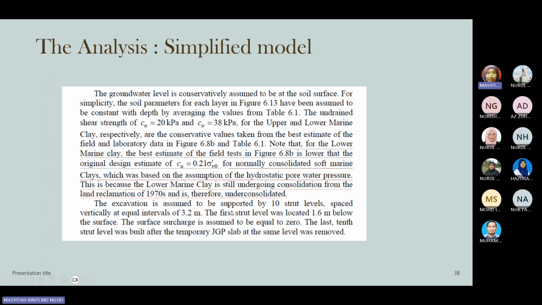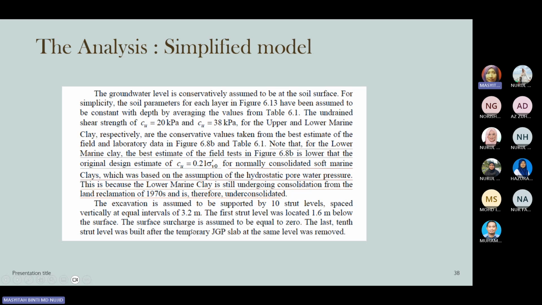So the excavation is assumed to be supported by 10 strut levels spaced vertically at equal intervals of 3.2 meter. The first strut level was located 1.6 meter below the surface, and the surface surcharge is assumed to be equal to 0. So indeed, in this case study, it is assumed that the surcharge has no effect.